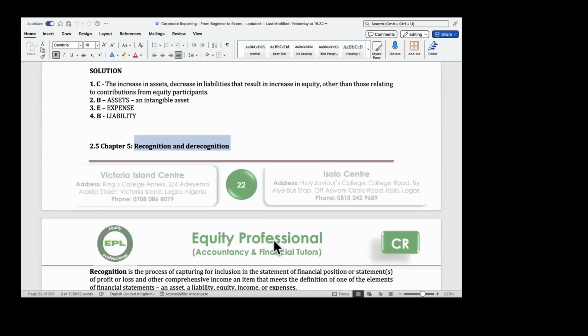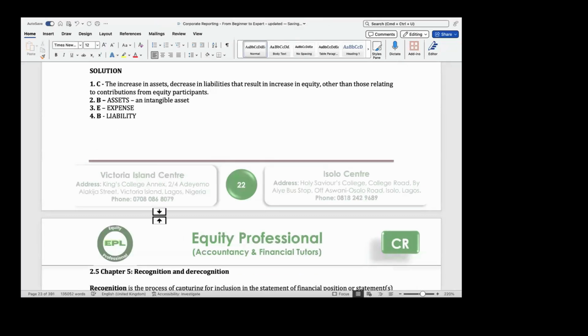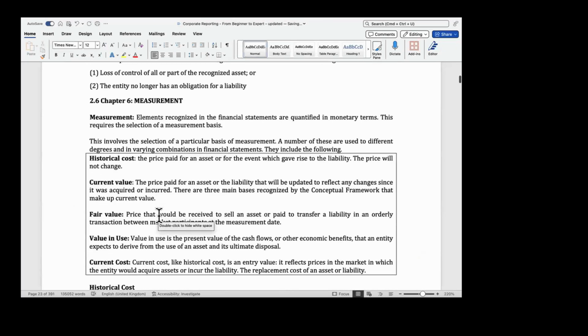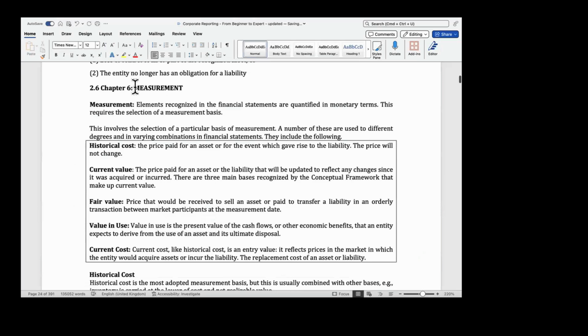Recognition and derecognition. Now, chapter 6. This talks about measurement.